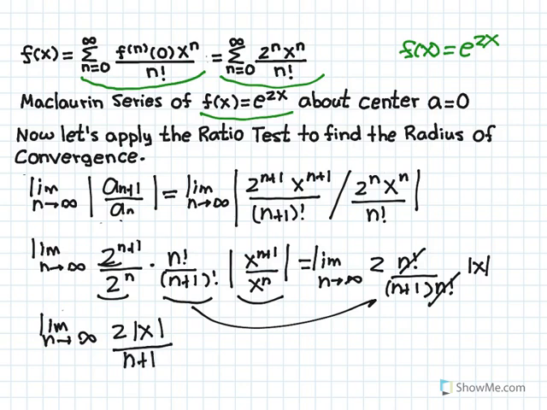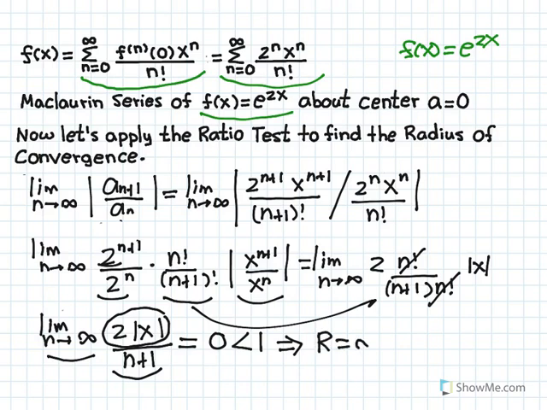Now, x is a fixed number. So when we divide 2 times the absolute value of x by n plus 1, and n is approaching infinity, this ratio approaches 0, which is, of course, less than 1. That means the radius of convergence is infinity. So R is equal to infinity. And this series converges for all x between minus infinity and infinity. So the interval of convergence is from minus infinity to infinity.